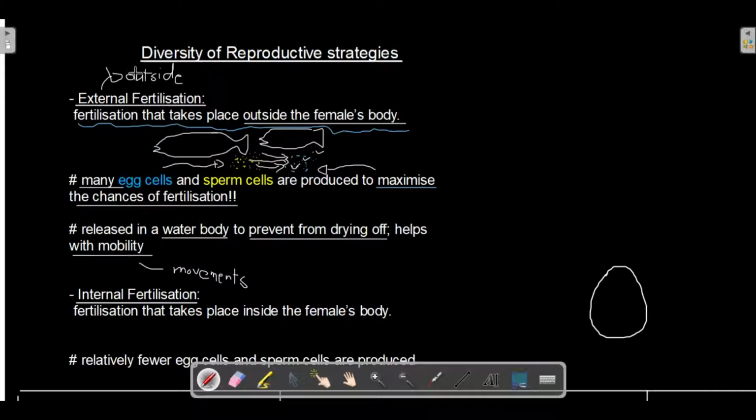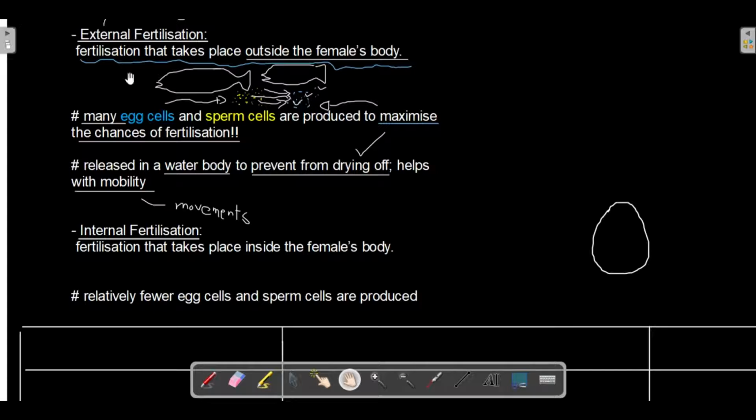So that fertilization does occur, and of course it prevents them from drying off because they are in a water body, right? So guys, it's very important that you know all of this information. Okay, let's move on then. So that is external fertilization.